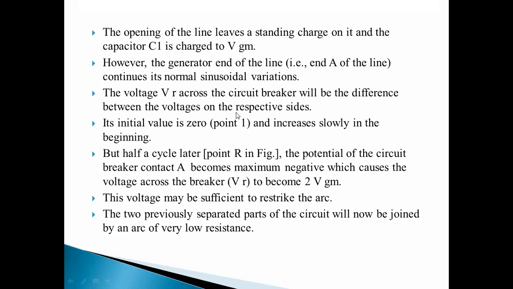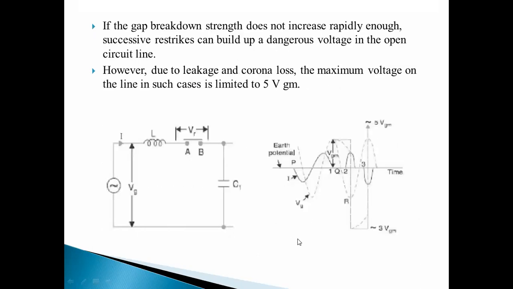Its initial value is 0 and it increases slowly in the beginning. So why is its initial value 0? Because when the circuit breaker contacts are closed, whatever the supply voltage, that is the generator voltage, is nothing but the voltage across this capacitor, right? Does everyone understand?